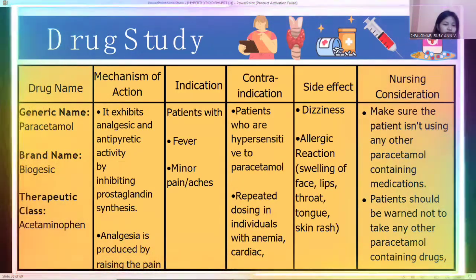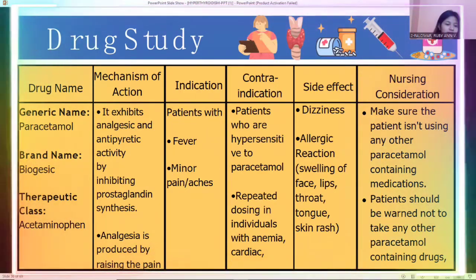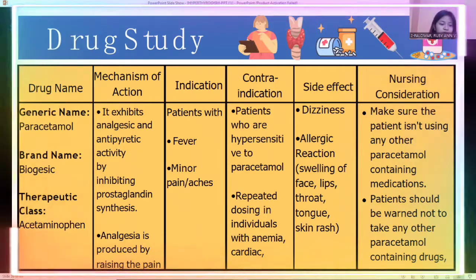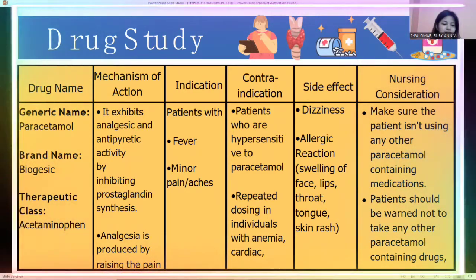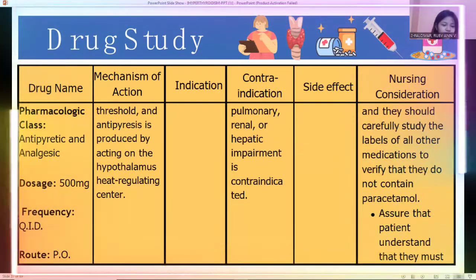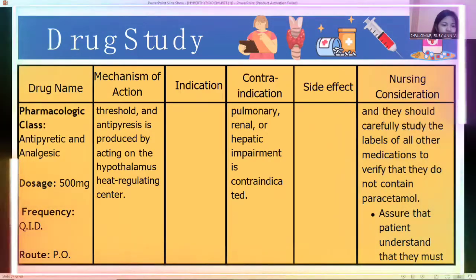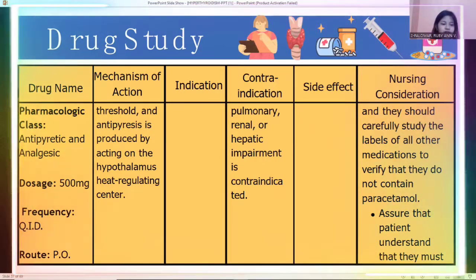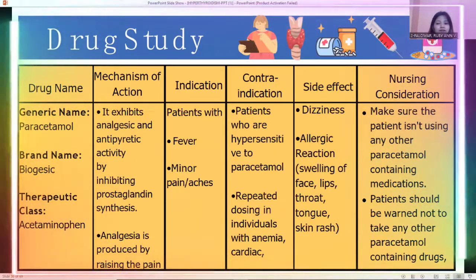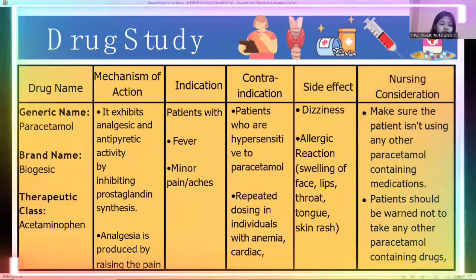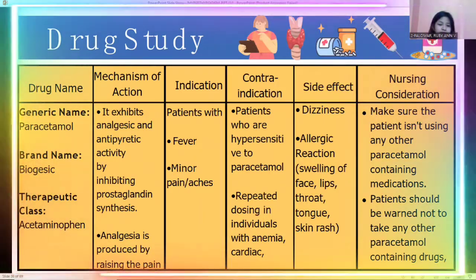Mechanism of action: it exhibits analgesic and antipyretic activity by inhibiting prostaglandin synthesis. Analgesia is produced by raising the pain threshold, and antipyresis is produced by acting on the hypothalamus heat regulating center. Indication is patient with fever, minor pain, or aches.